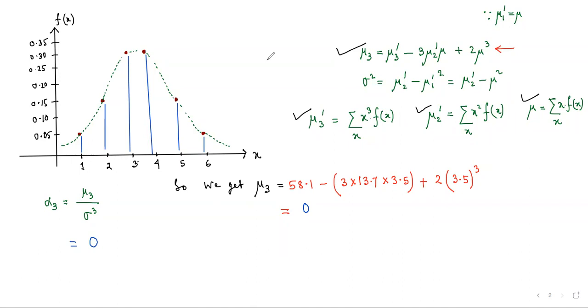Now, I am telling you that without calculating the thing, you can definitely say that the result is going to be zero. Because why? The curve is symmetric. There is no biasness towards any side of the curve. It is neither positively biased nor negatively biased. Suppose one curve is positively biased.